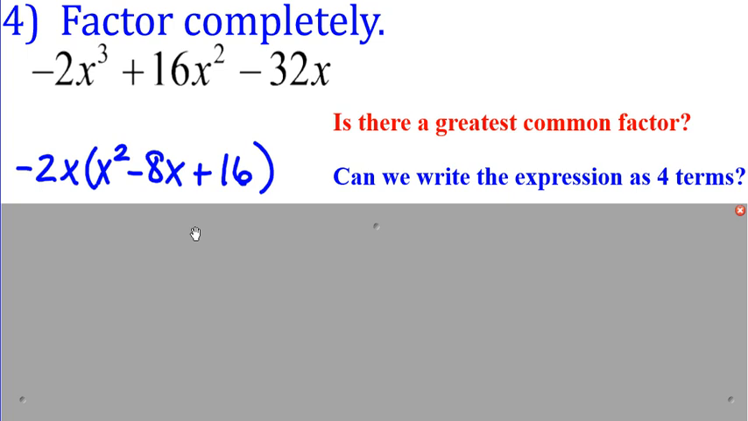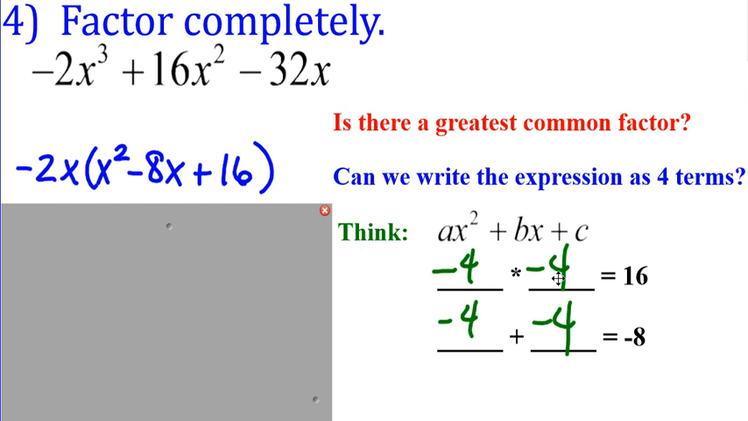Again, at this point, we want to see if we can write the expression as 4 terms. So we're going to look here at the inside of the parentheses and use the leading coefficient times the constant and think, what times what will give us 16, and what plus what will give us negative 8? Well, we know that 4 and 4 will multiply to get 16, and 4 and 4 can give us 8. If I make both of the 4's negative, that would meet both of the requirements. So I would have negative 4 times negative 4 giving you the positive 16, negative 4 and negative 4 giving us the negative 8.